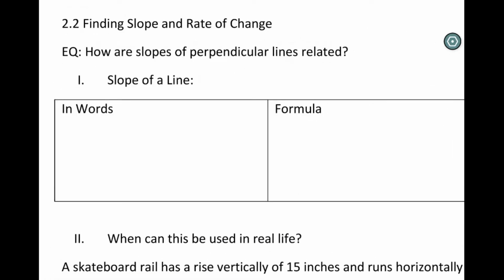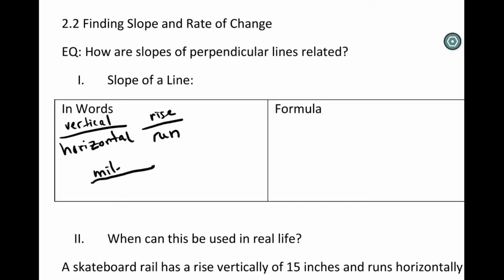Our central question: how are the slopes of perpendicular lines related? Basically, we're going to be talking about the slope of a line, which in words is your vertical change over horizontal. It's always vertical distance over horizontal, also known as rise over run. When you hear the word per, like miles per hour, that really is a rate of change as well. Rate of change is slope. All these things mean slope, okay?